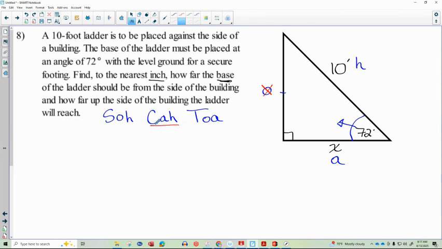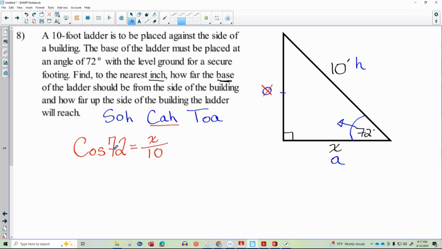CAH. And the C stands for cosine. So I write down cos, always of the angle that we were using, and that is 72 degrees. And the A and the H also helps us know where to put the X and the 10, right? The A comes first. That means it goes on top. That's my X. And the H goes on the bottom, and that's 10.